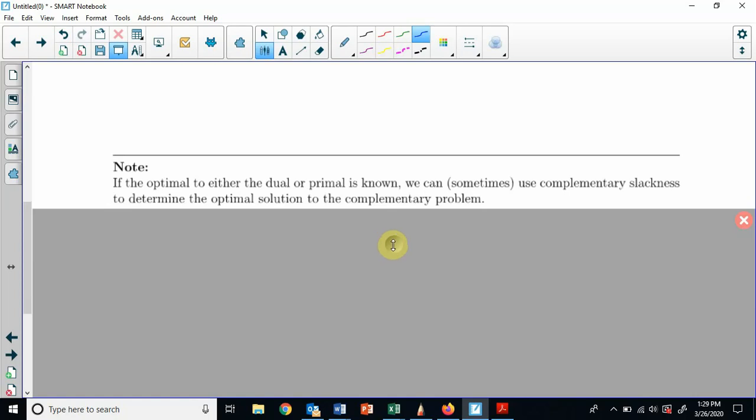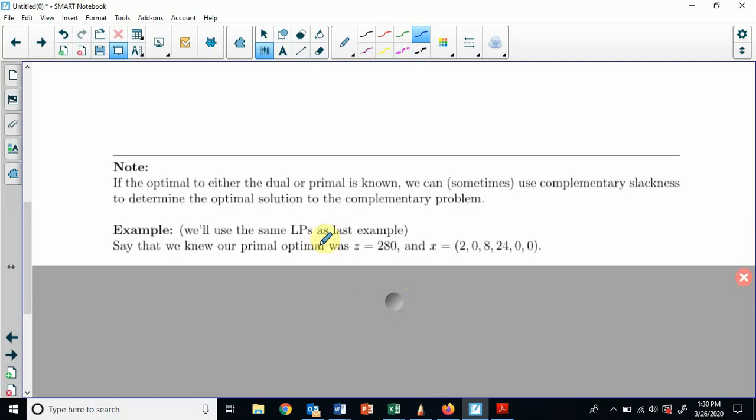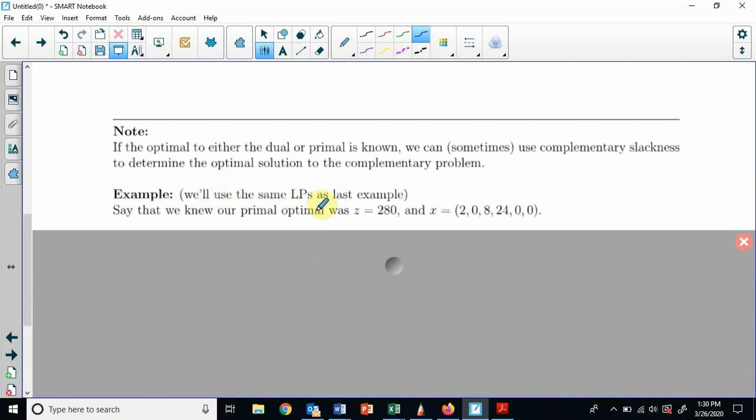So let's go to I think the example that we just did. So let's pretend that we knew the primal solution. We know the primal solution was z equals 280, and this was the answer right here. And remember, this is x1, x2, and x3. And these are the slacks. Slack 1, slack 2, and slack 3. Okay? So we knew that, right?